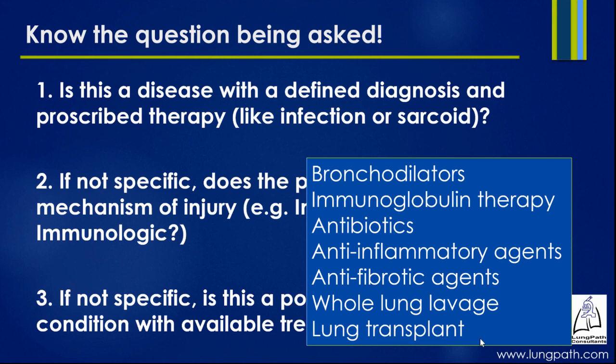But there are a few other things: antibiotics, anti-inflammatory agents, including steroids, anti-fibrotic agents that may be FDA approved for certain diseases, whole lung lavage to establish an actual therapeutic mechanism in diseases like alveolar proteinosis, or bronchodilators in a patient who has unrelenting asthma, immunoglobulin therapies for patients with immunodeficiency syndromes. So there aren't a whole lot of things, but there are some, and you need to know what they are.